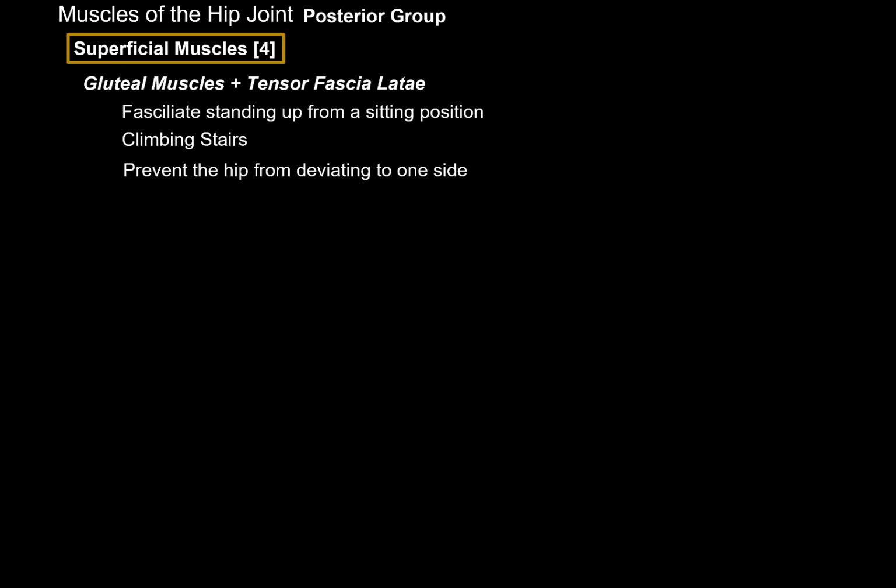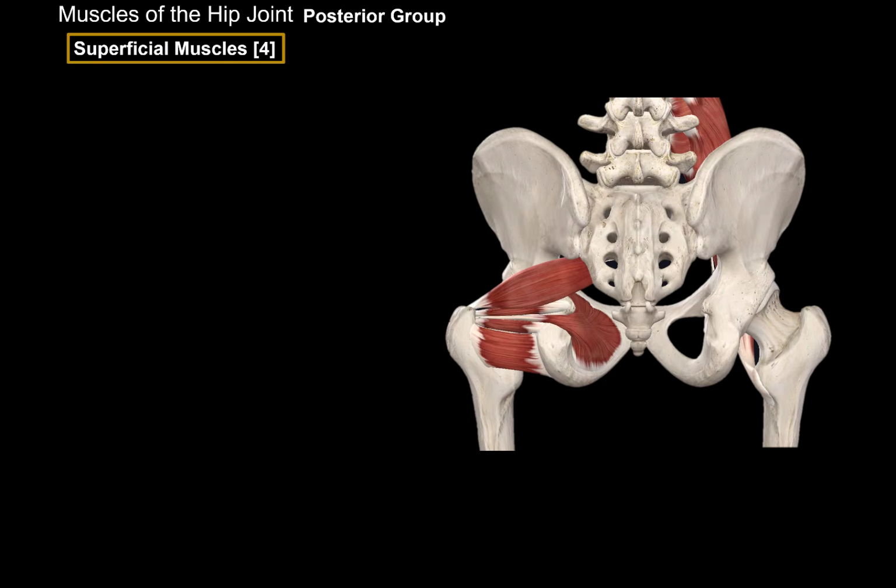These include the 3 gluteal muscles and the tensor fasciae lata. One thing they all have in common is that they facilitate standing up from a sitting position, they help climbing upstairs or uphills, and they also prevent the hip from deviating over to one side. So they're very strong and very important for our posture and stability.